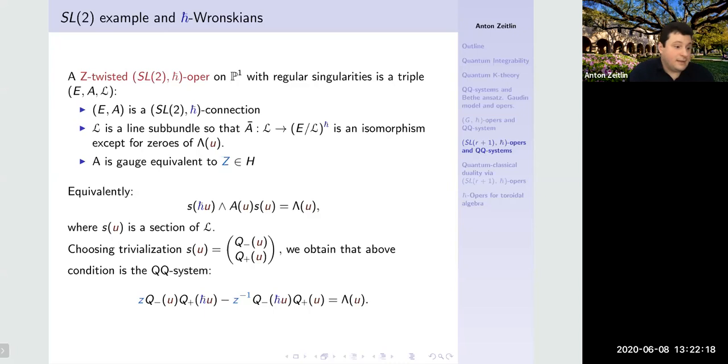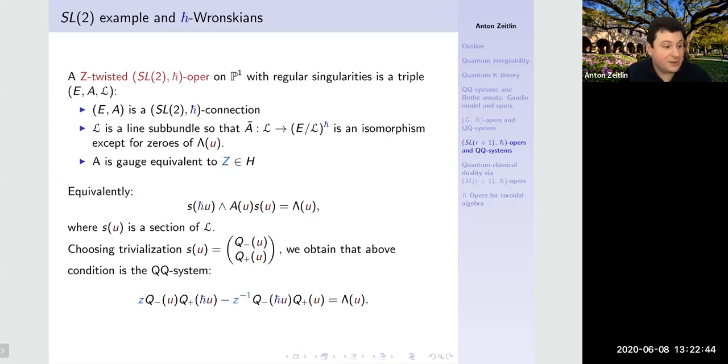Right? And if you have the twisted condition, well, it's gauge equivalent to Z. Now, equivalently, you can write it down as H Vronskian condition. You can write down that regular singularity condition as a Vronskian condition, which is written over here. This is H Vronskian condition.